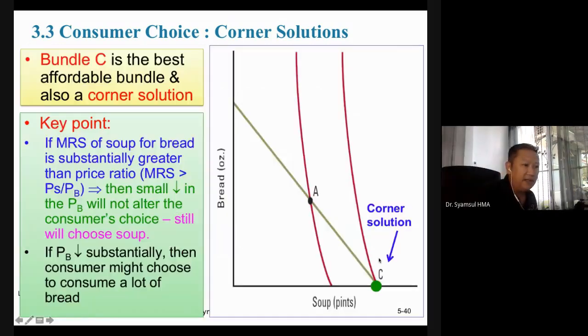Okay, example here. One good here, the highest satisfaction. This is where the corner solution is. Bundle C is the best affordable bundle and also a corner solution. If the MRS of soup for bread is substantially greater than the price ratio, then a small change in bread will not alter the consumer's choice. They still choose soup. Okay, here the example is bread and soup.